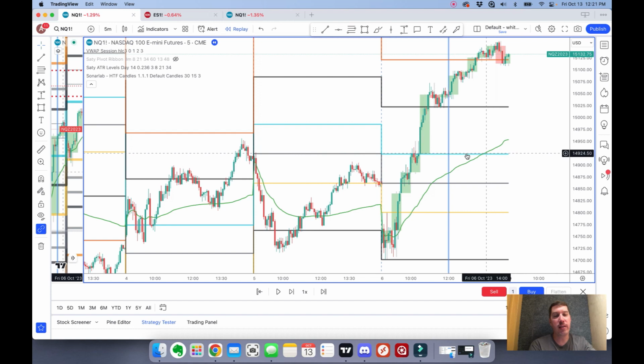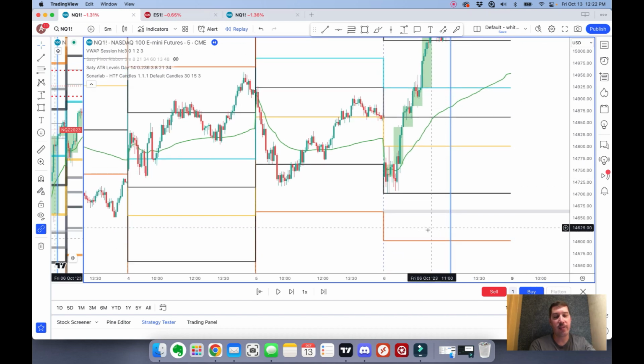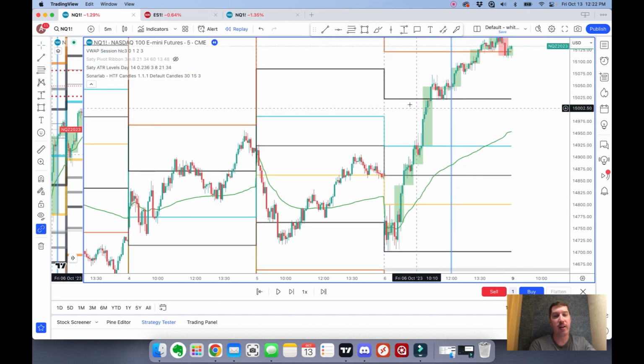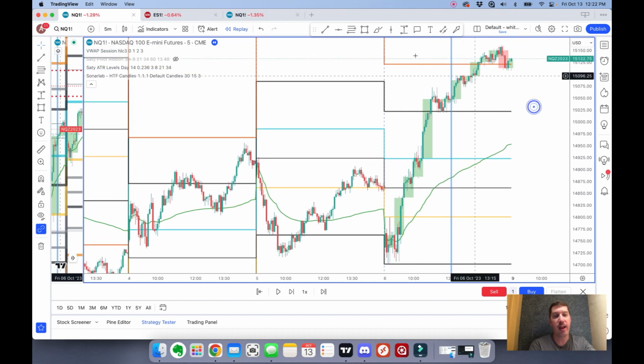So here you can see that this is the previous day close line. This is what I considered the bull pivot, bear pivot, mid-range pivot. This is the mid-range for the downside, and this is the -1 ATR to the downside. And here's the mid-range for the upside and the +1 ATR to the upside.